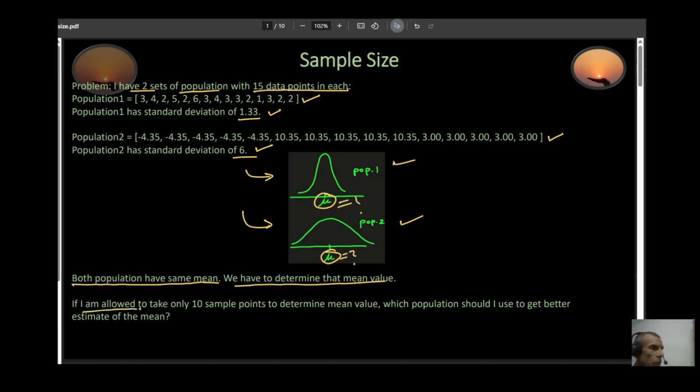If I'm allowed to take only 10 sample points to determine the mean value, which population should I use to get a better estimate of my mean value? This session is about answering these types of questions. This session is about sample size.